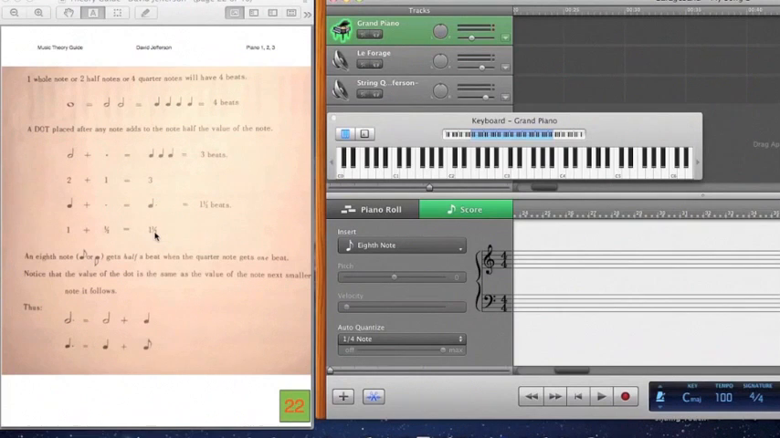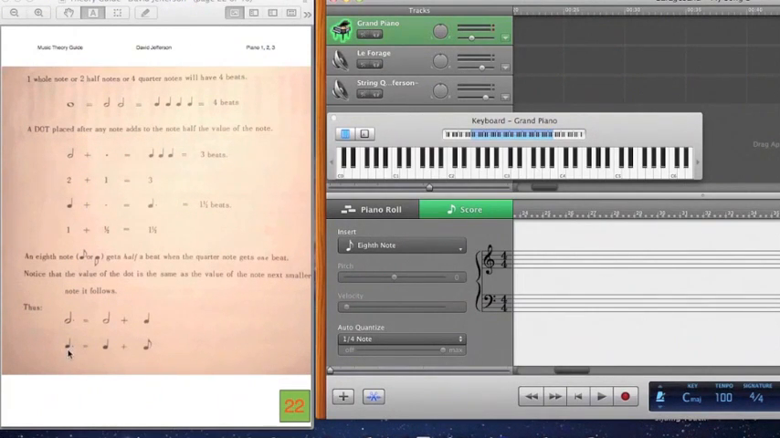See how that works? Now an eighth note, seen here or here, gets half a beat when the quarter note gets 1 beat. Notice that the value of the dot is the same as the value of the next smaller note that it follows, which is pretty interesting and might help when you're calculating some rhythms. So here you see that for a dotted half note, the dot will equal the next smaller note down. The next one down from a half note, of course, is a quarter note. So a dotted half equals a half note plus a quarter note. Simple as that. Adding up to 3 beats.